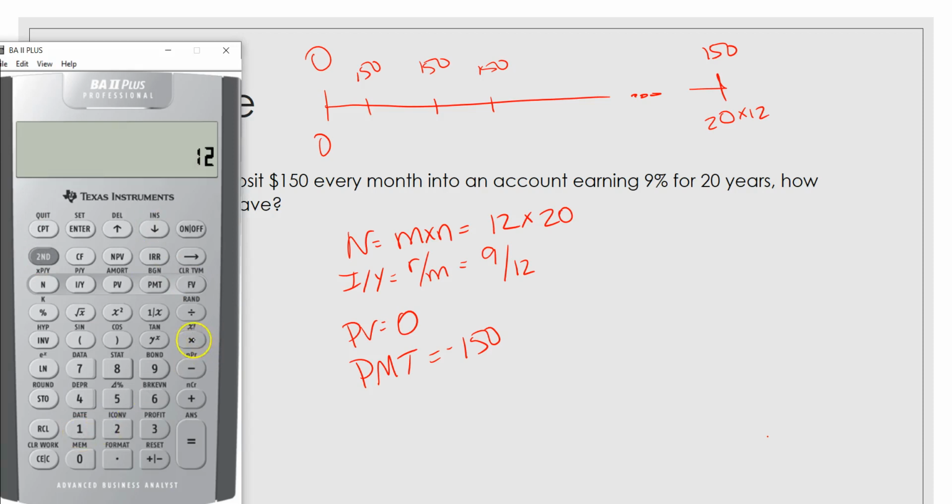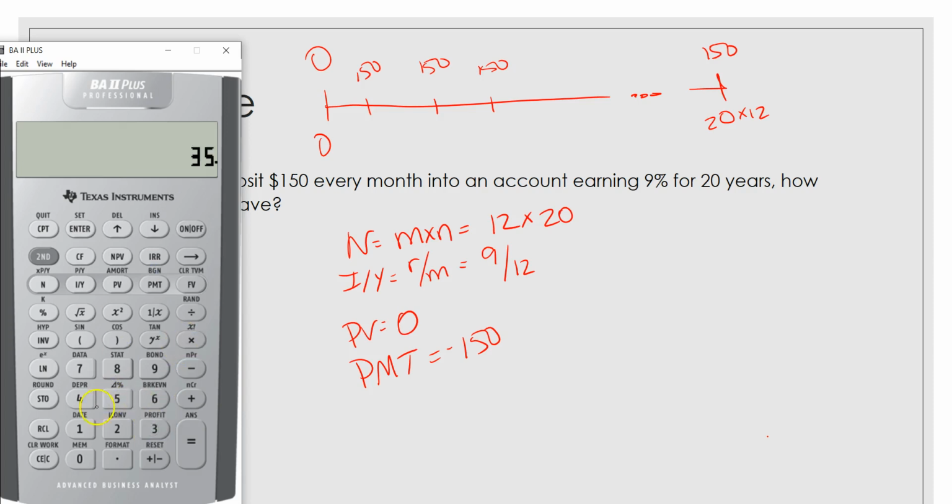So 12 times 20, 240 periods, 0.75 periodic rate. Nothing in the account today. We're going to deposit $150 every month. So that's equal, finite, and periodic. And compute the future value. We have $100,183.03.